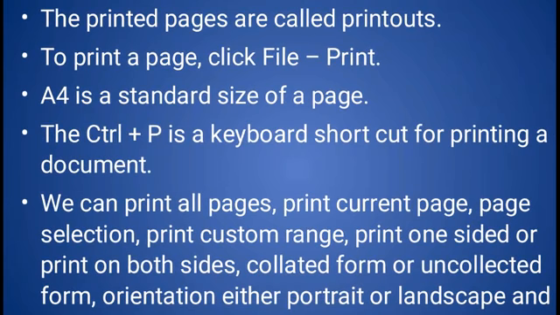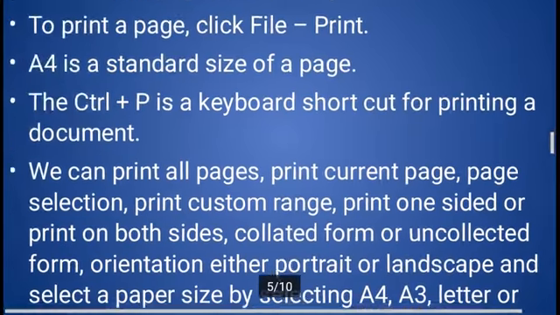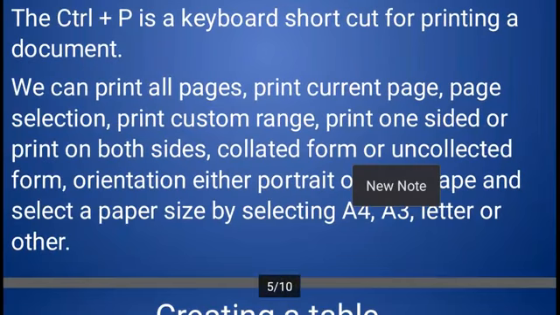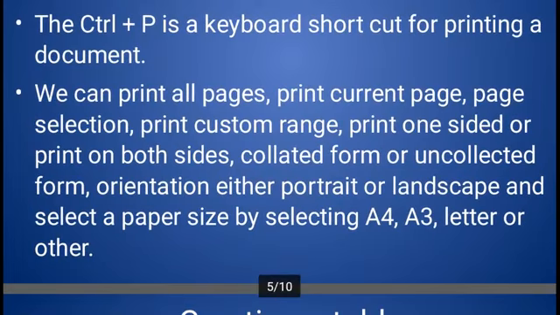We have two options. We can click File and Print, or we can use Ctrl plus P, which is a keyboard shortcut for printing a document. When the print dialog box opens, we first select our printer name, which you have already installed in your computer, and then we have several options.